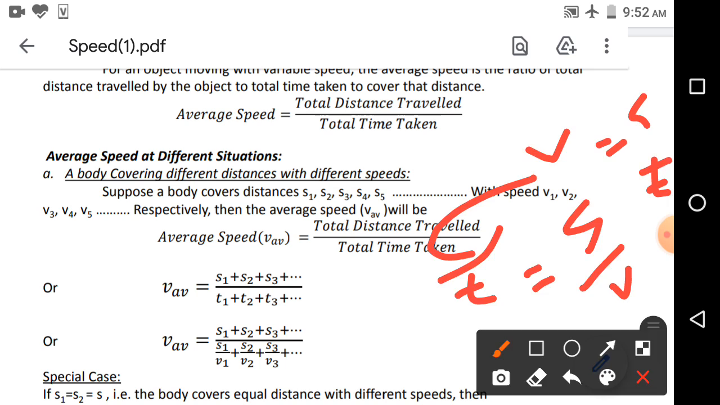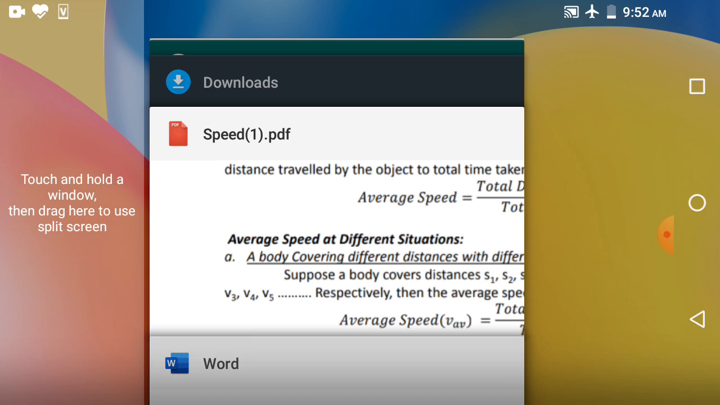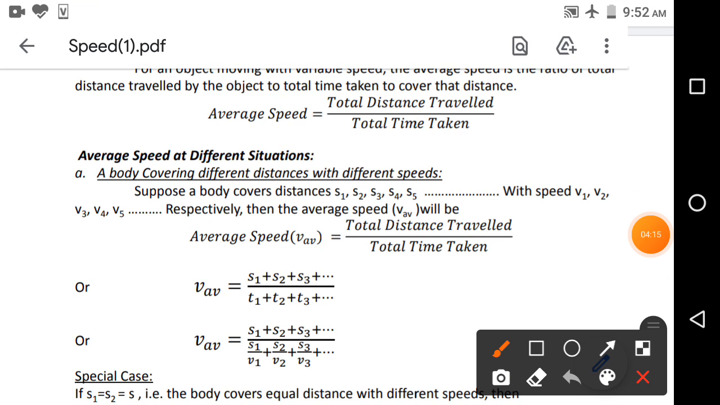This converts time into s by v. So let s1, s2, s3, s4, s5 be the distances covered with the speeds v1, v2, v3, v4, and so on, respectively. So v1, v2 are the corresponding speeds to s1, s2, and v3, v4 are the corresponding speeds to the distances s3, s4, respectively. Then the average speed v average will be total distance traveled by total time taken.